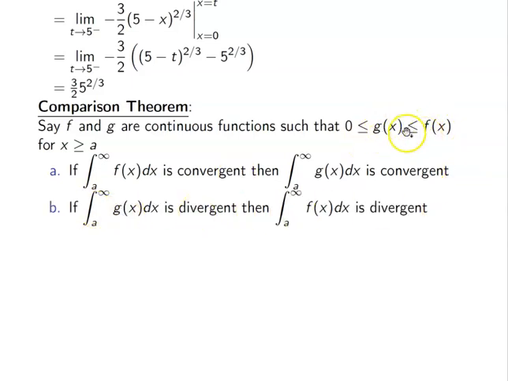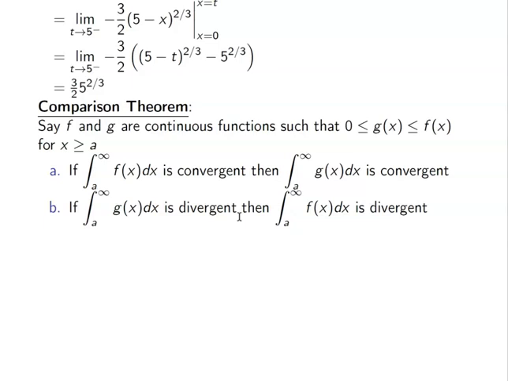If g, which is smaller, is divergent, then my larger function has to be divergent also. It can't have a non-infinite area under it if it's always larger than a function that has infinite area above it, right? So these are my two comparisons. If my function is larger everywhere and convergent, the smaller function is convergent.